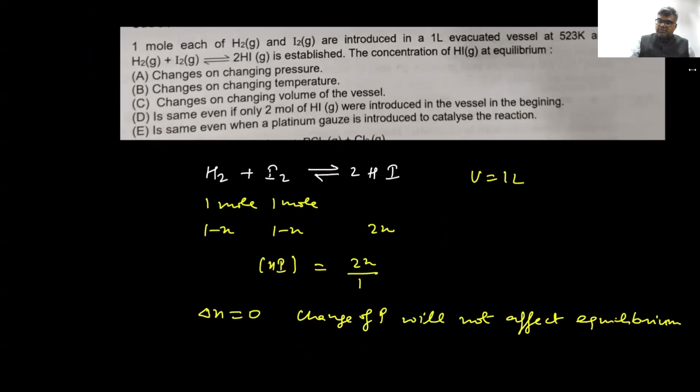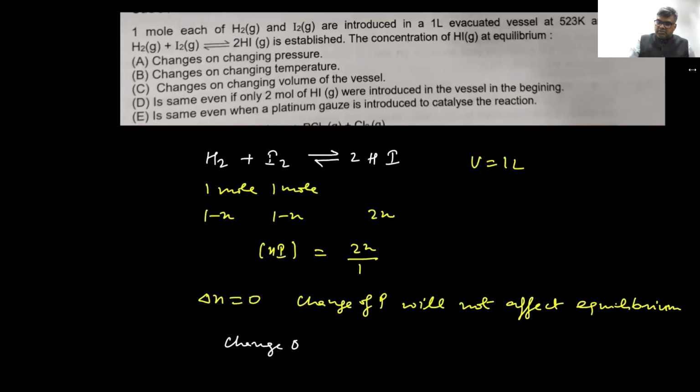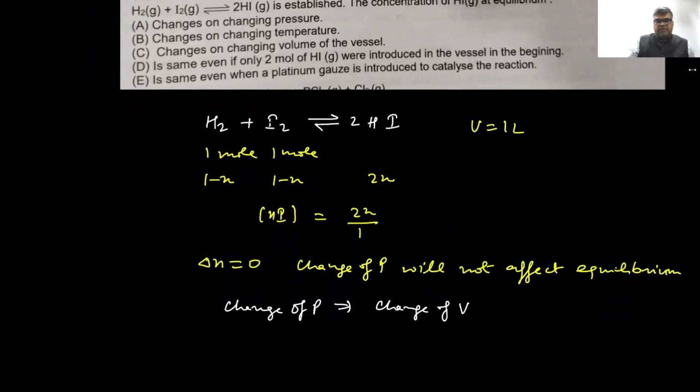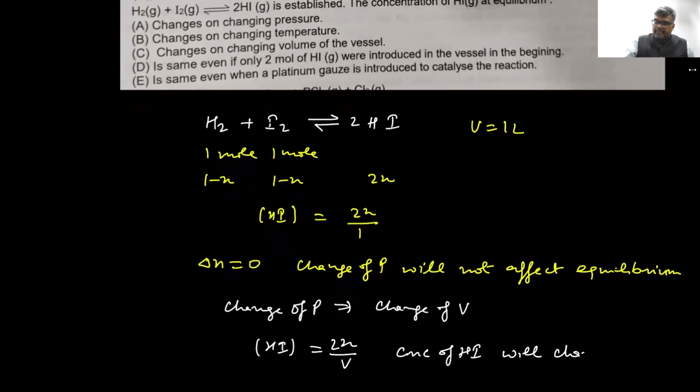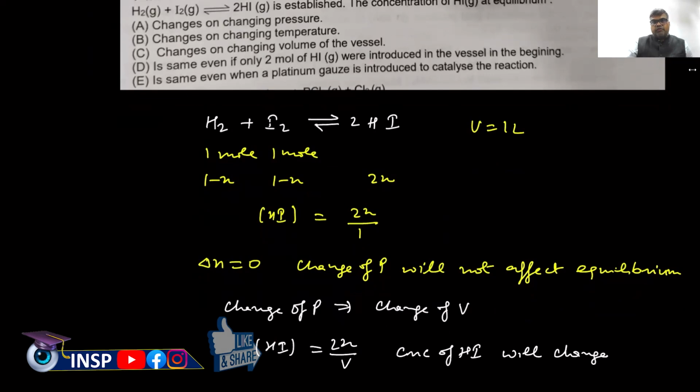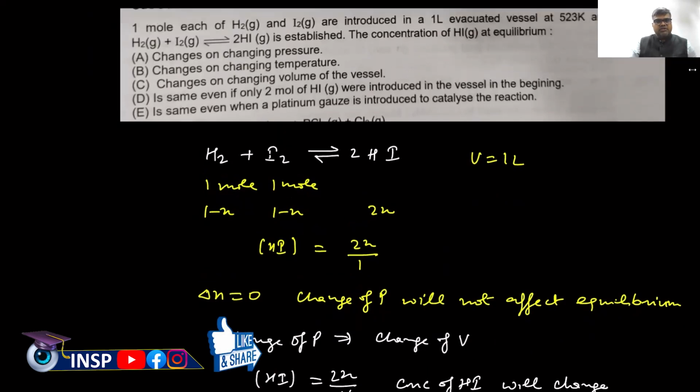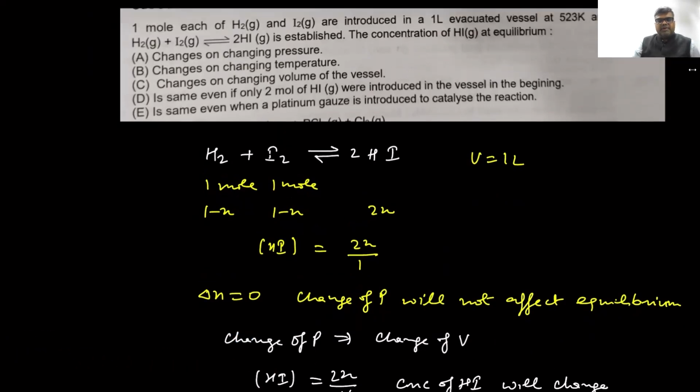Since you have changed the pressure, certainly volume has changed. Change of pressure means change of volume because moles are not affected. And if change of volume is there, then the new concentration of HI will be 2x upon V. And since volume has changed, the concentration of HI will also change. I hope all of you understood. Change of pressure will affect the volume, so concentration change of HI will take place. It's the answer. Equilibrium is not affected, delta n zero case is there, but certainly the equilibrium concentration of HI will change.